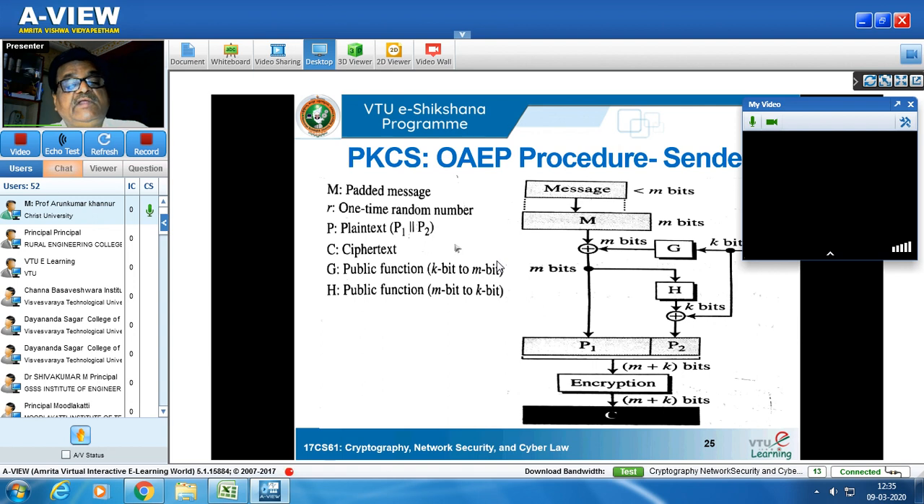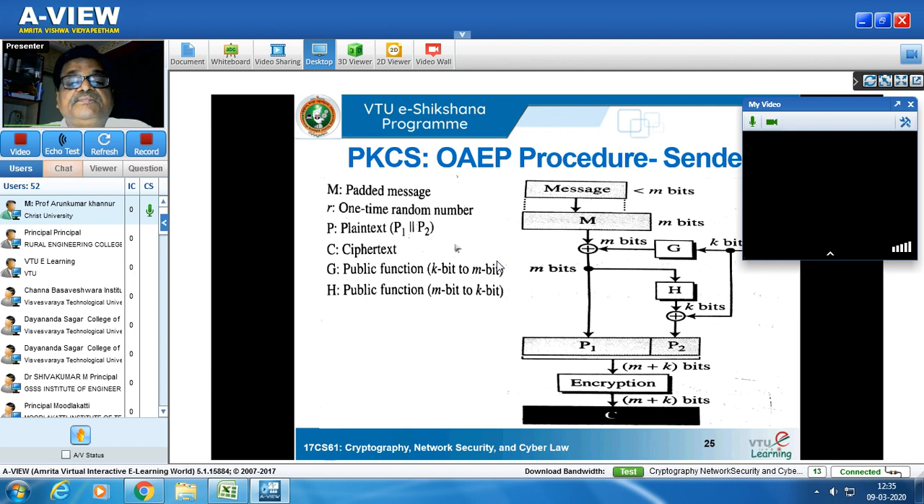This comprises a public function, k bit to m and m bit to k bit, because the message has two parts. One is the padded version, the second one is the original message, which falls between m bit to k bit. We shall be in a position to convert the message along with this padding, encrypt it and send it.